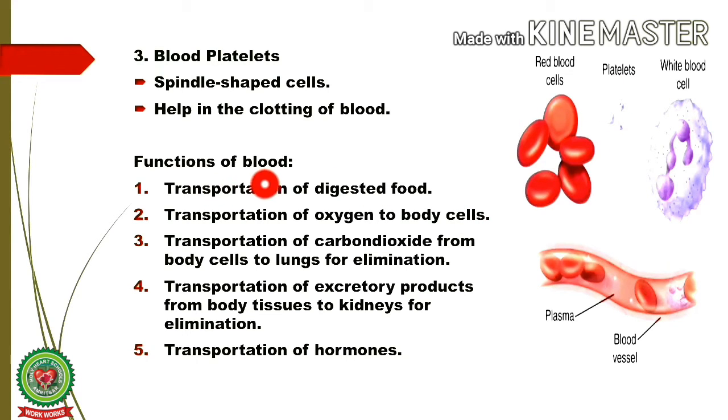Blood is the transporting tissue that helps in the transportation of various materials in the body, such as transportation of digested food, transportation of oxygen to body cells, transportation of carbon dioxide from body cells to lungs for elimination. It also helps in transportation of excretory products from body tissues to kidneys for elimination. It helps in the transportation of hormones, etc.